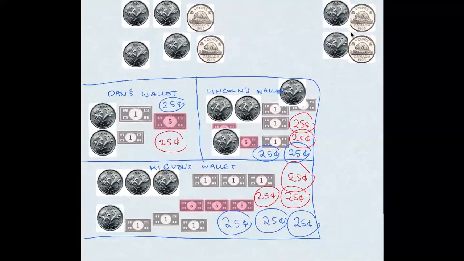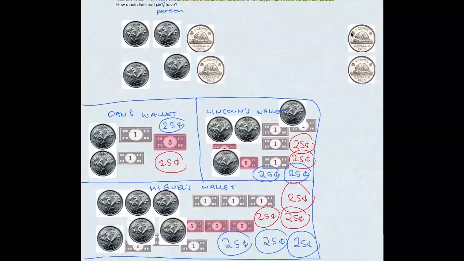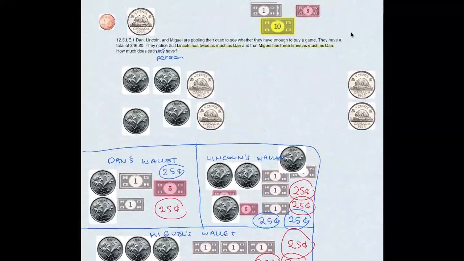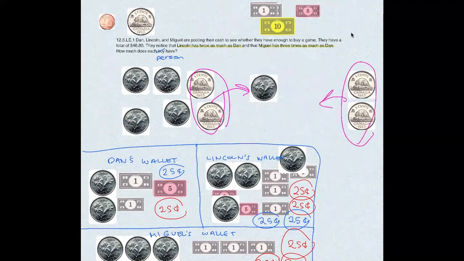1, 2, 3. And then actually, if I want to go a little bit farther, I know that these 2 5 cents actually become a dime. So I can do that exchange. Same for the nickels over here. I can get another dime. And so I'll go put those nickels back.